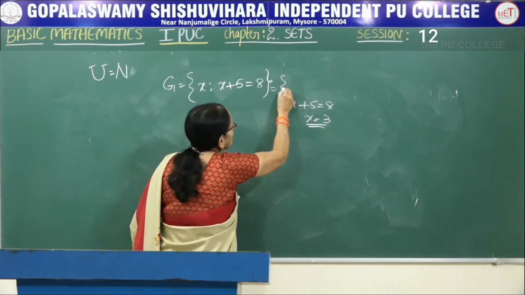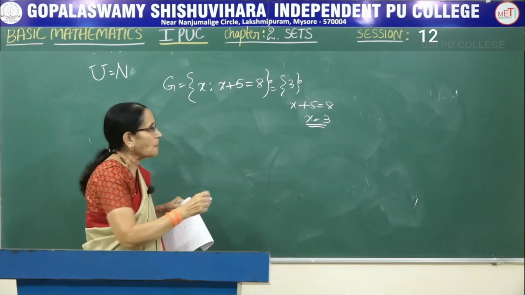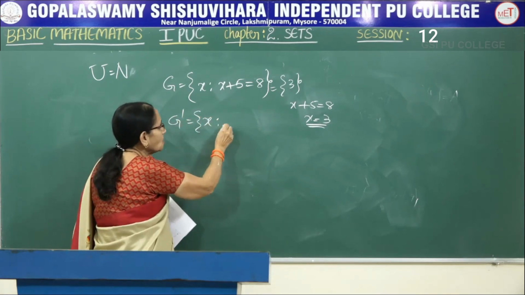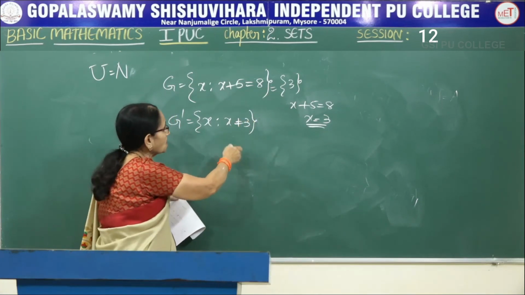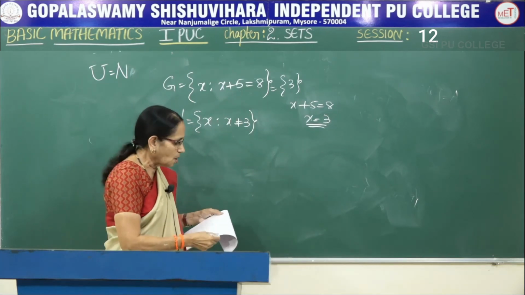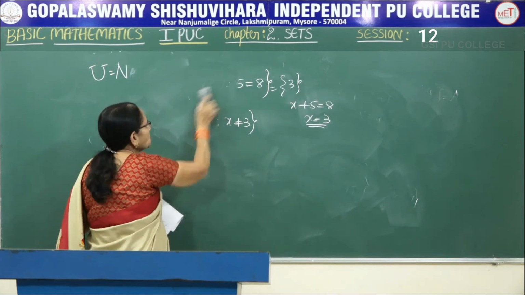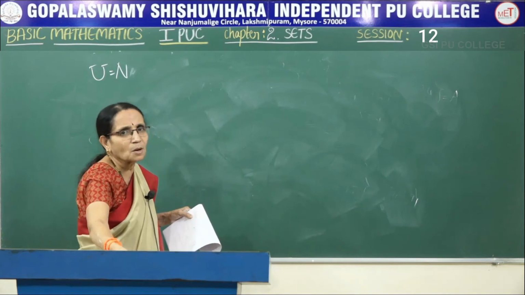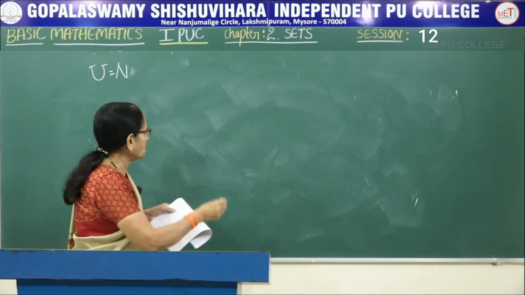So it is as good as writing, it is again a singleton containing 3 here. So what can be the complement of that one? It contains all x such that x is not equal to 3. This is also correct, or you can write x plus 5 not equal to 8. Both ways you get the mark for that one. Either you can use the condition directly without finding the value, but it is better if you write the value and write the complement, that is, the presentation would be better.